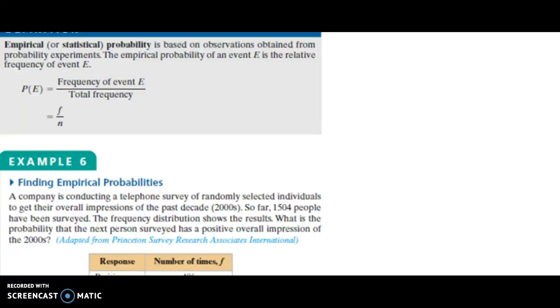So now we continue talking about probability by talking about empirical probability, which is also known as statistical probability. It's based on observations obtained from experiments. The way we find empirical probability is we take the frequency of some event and divide it by the total number of frequencies altogether.